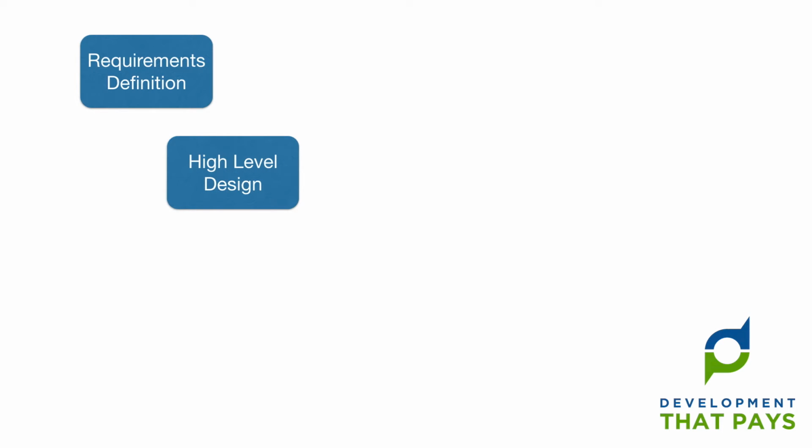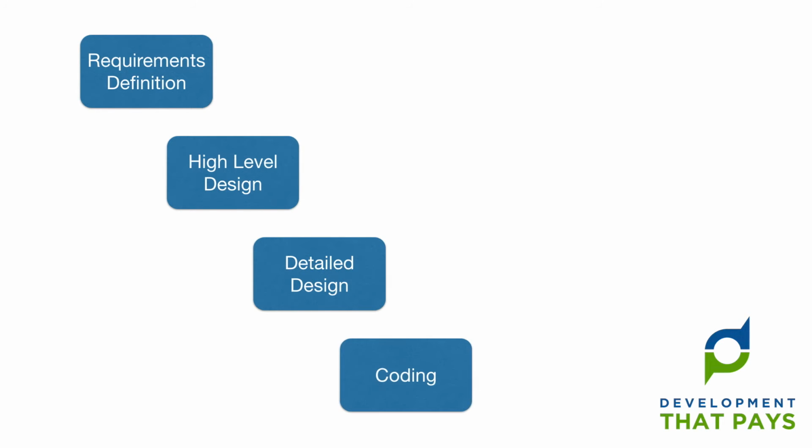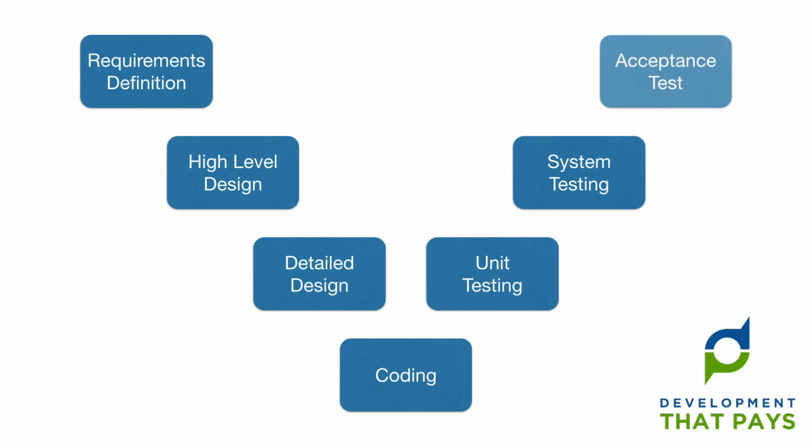Let's take a look at one version of the V model. We start with requirements definition, then move on to high-level design, then on to detailed design. Now that we have the why, what, and how, we're ready to actually write some code. Then things get a little more interesting. We start to move up the other side of the V. First with unit testing, then system testing, and finally acceptance testing.